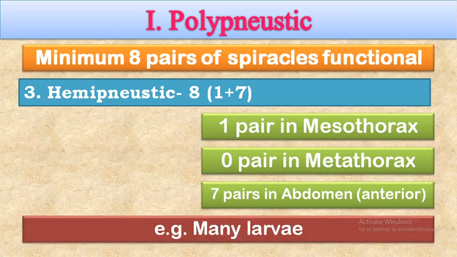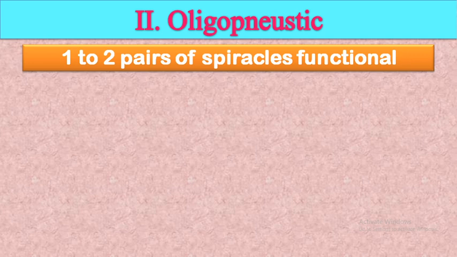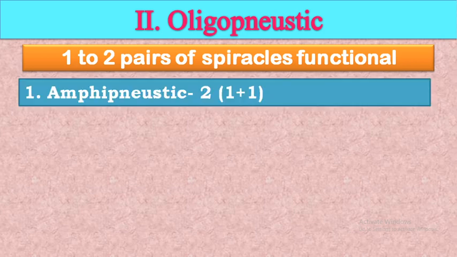Then the second type, oligoneustic. Here one or two pairs of spiracles are functional. That number is not higher. So first is amphineustic. Here only two spiracular pairs are functional. It will be 1 plus 1. In amphineustic, two pairs of spiracles are functional.